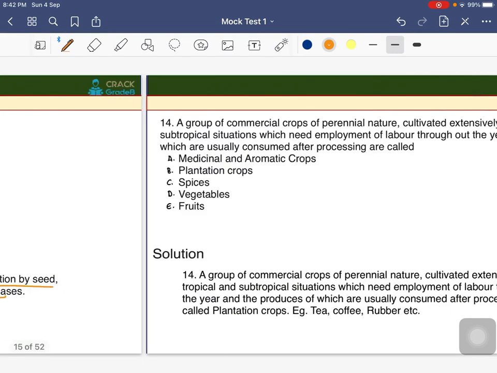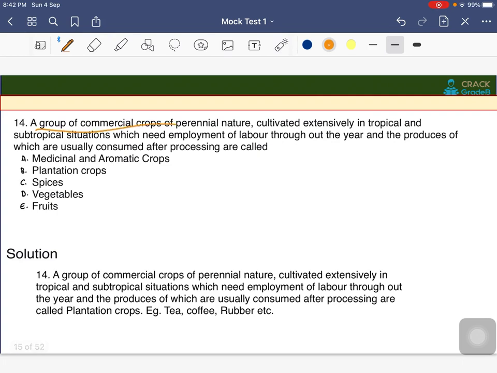A group of commercial crops of perennial nature, cultivated extensively in tropical and subtropical situations, which need labor employment throughout the year, and the produce of which is usually consumed after processing, are called as.